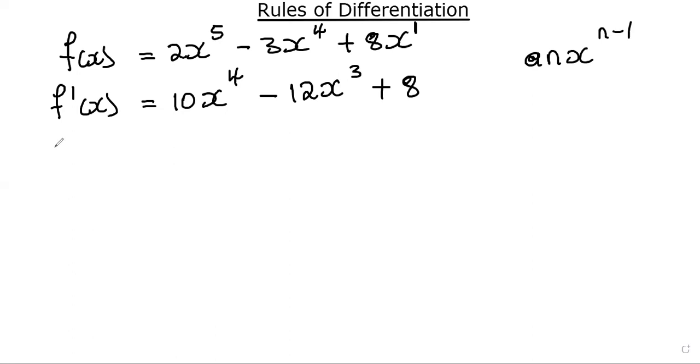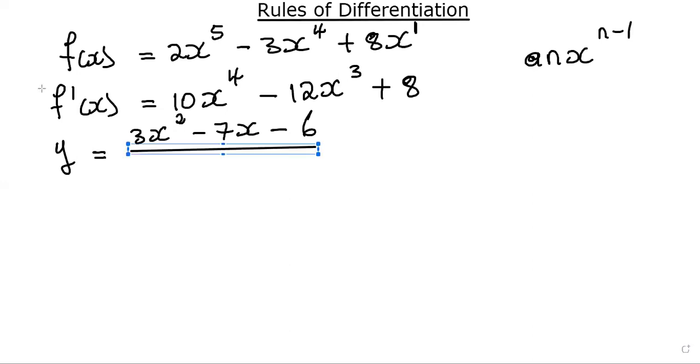So let's say they give you a function. They say to you, you have y equals 3x squared minus 7x, and then minus 6, and everything here is divided by x. Well, here you can see that you have a fraction. You need to destroy this fraction. The best way for us to destroy this fraction is to separate the fraction.